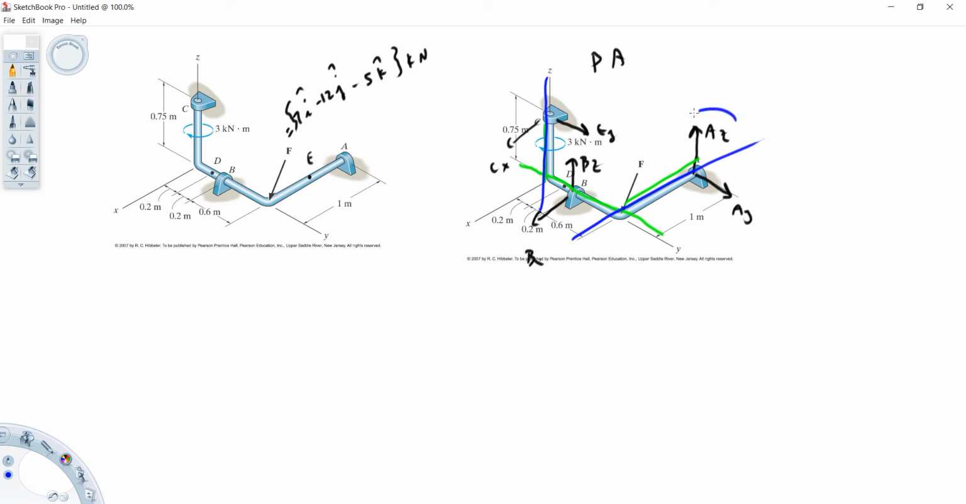Once you have the reactions, these are the ones you need right here, because once we have the reactions at A, we'll be able to figure out what's happening at E reasonably easily. So find those reactions at A, then come over here, draw a free body, and cut it right through E.